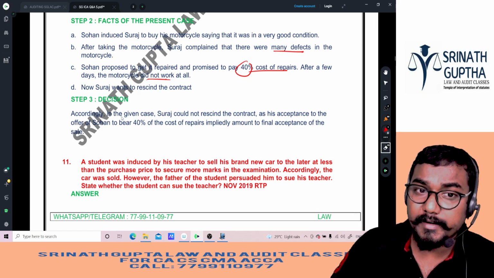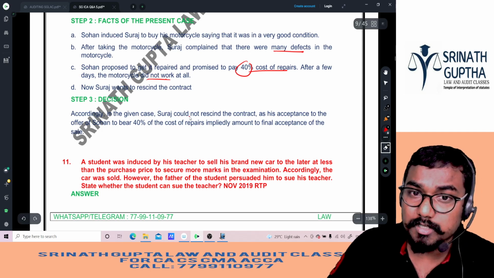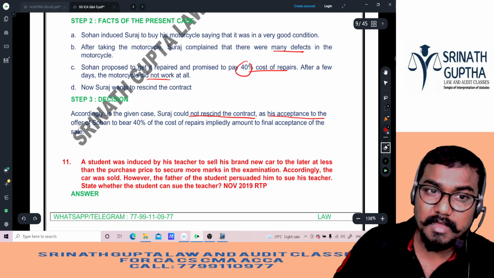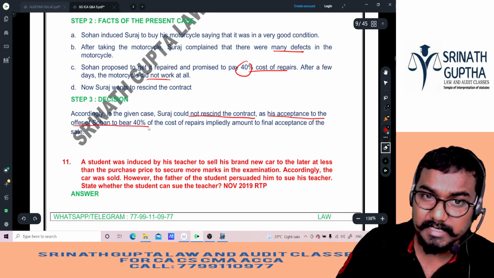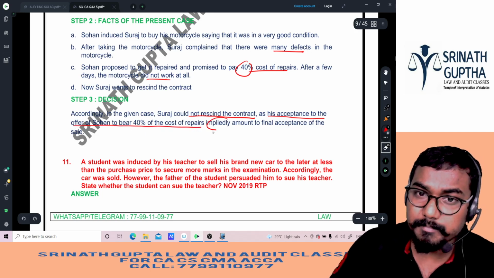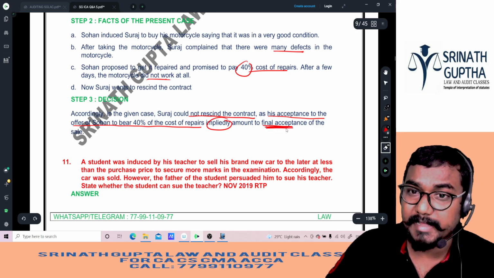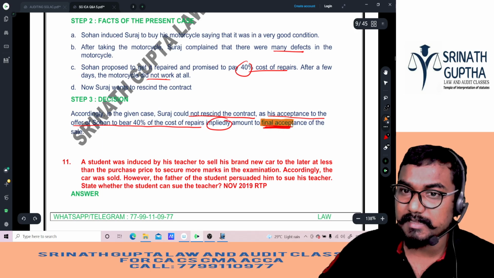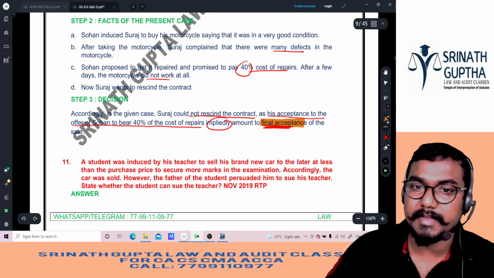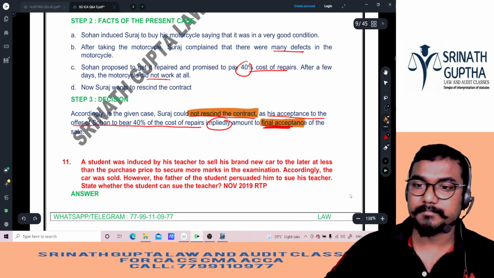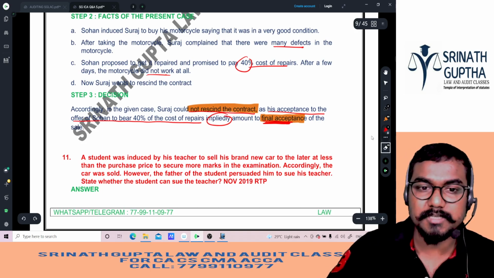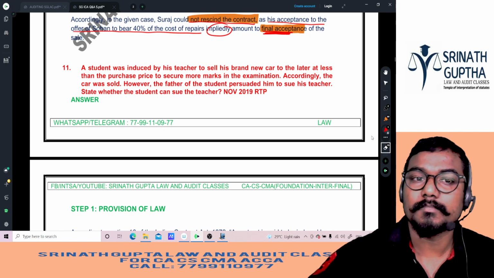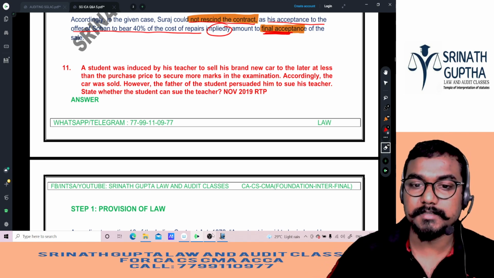Decision. Accordingly, in the given case, Suraj could not rescind the contract, as his acceptance of the offer of Sohan to bear 40% of the cost of repairs impliedly amounts to final acceptance of the particular bike. Subsequently, he cannot rescind the contract again. Beta, clear na? Next question, beta.